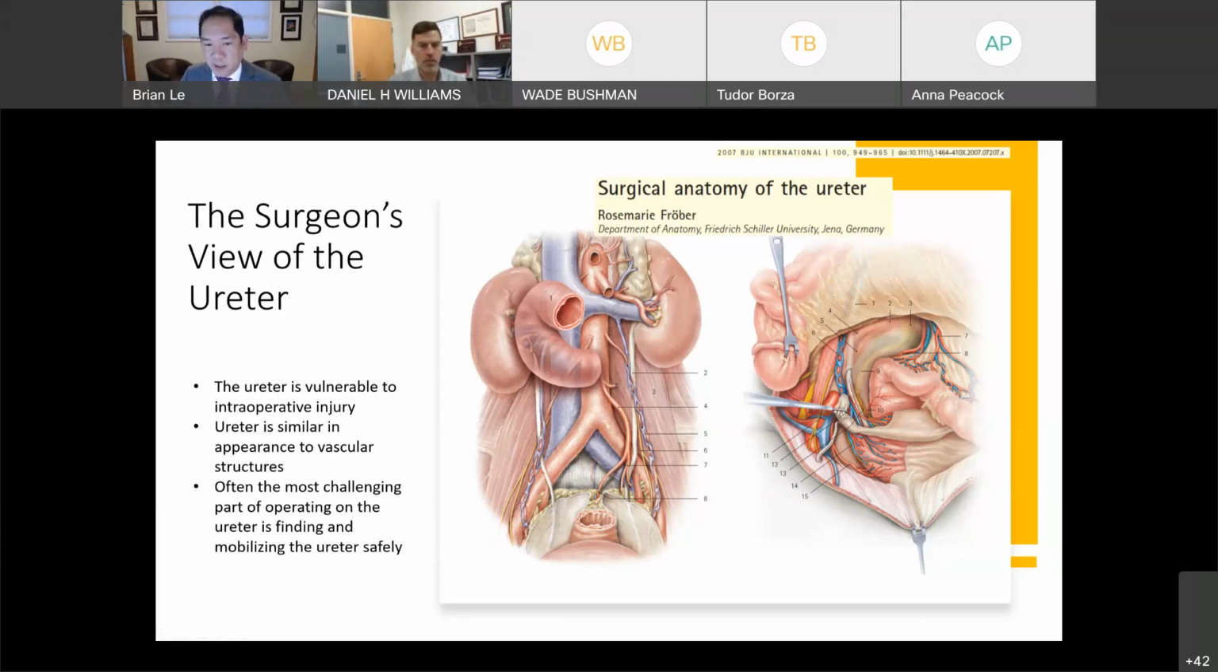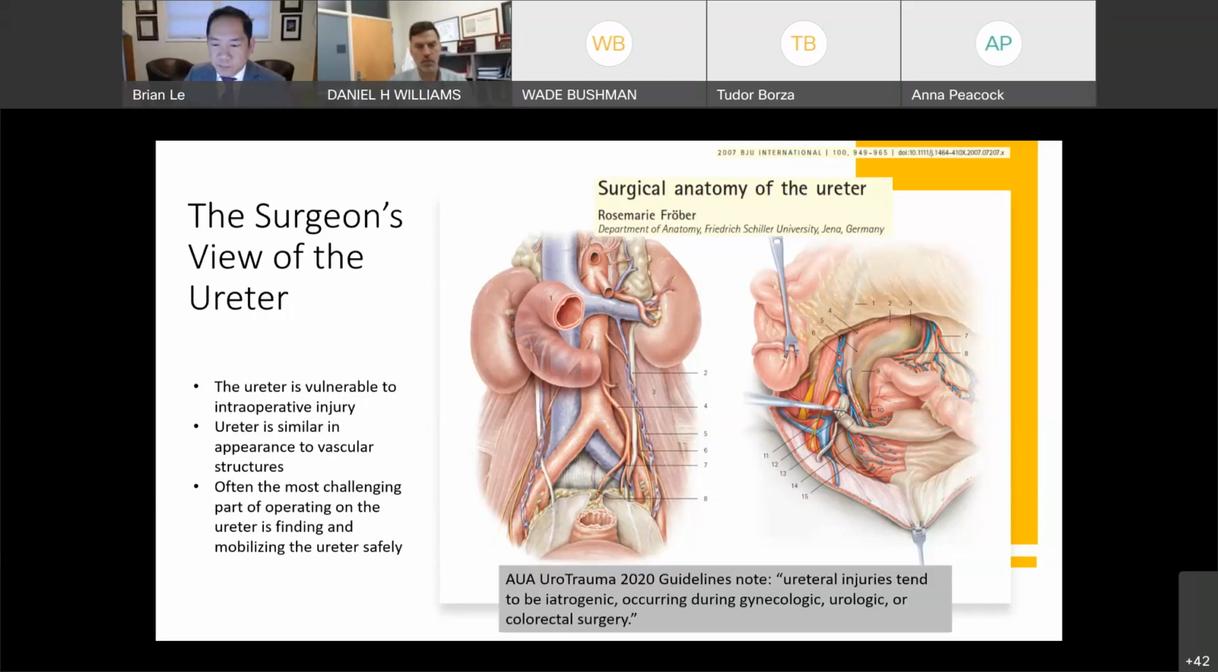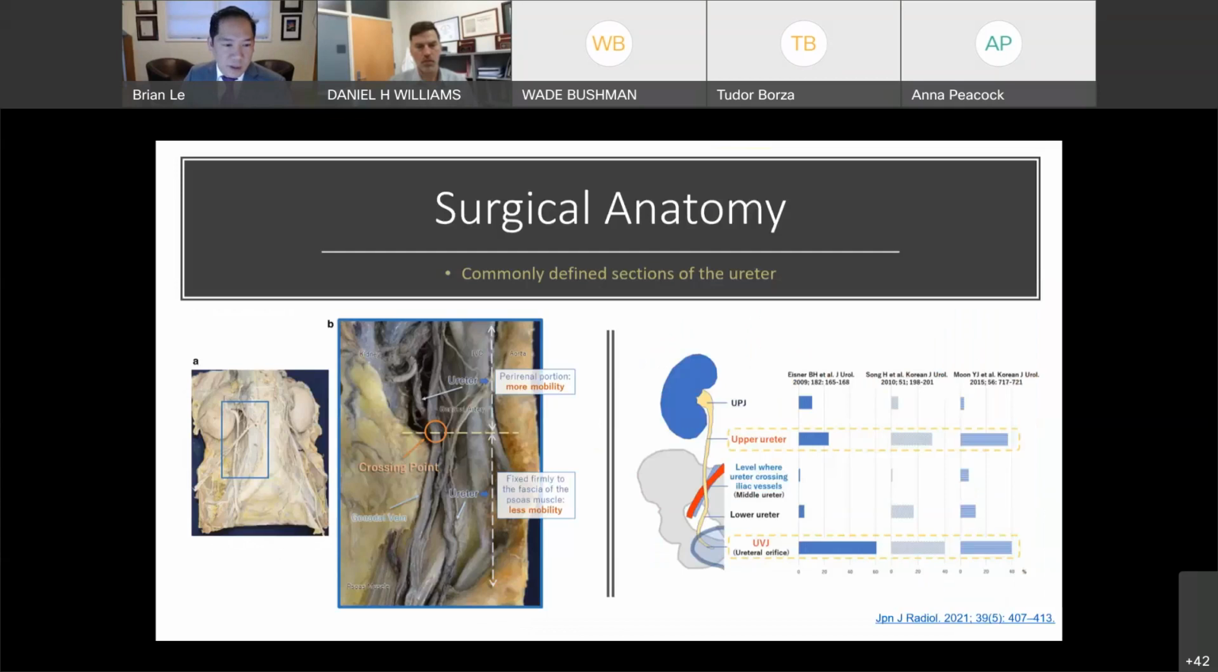And while this is a nice Netter-like image with things color coded, here's a picture of how ureters tend to look on a cadaver. Everything looks the same. There are structures of about similar caliber, etc. And so multiple papers will refer to different parts of the ureter.